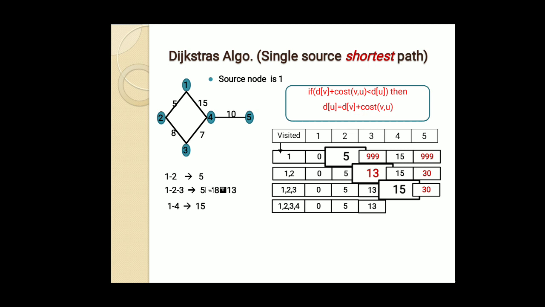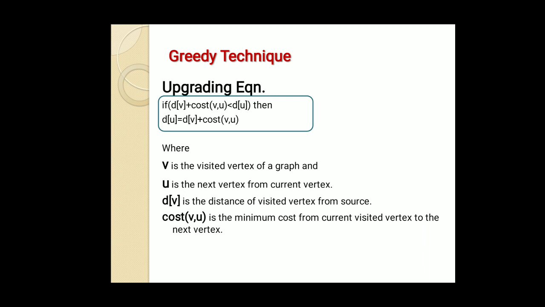See, now 1 to 4 is 15, and 4 to 5 is 10, so 15 plus 10 would be 25, isn't it? So 25 is lesser than 30, yes, obviously. So what I would do is, after visiting node 4, I would update the cost of reaching the fifth node as 25 rather than 30. So now the left out final node to reach is 5. So obviously I know the result already.